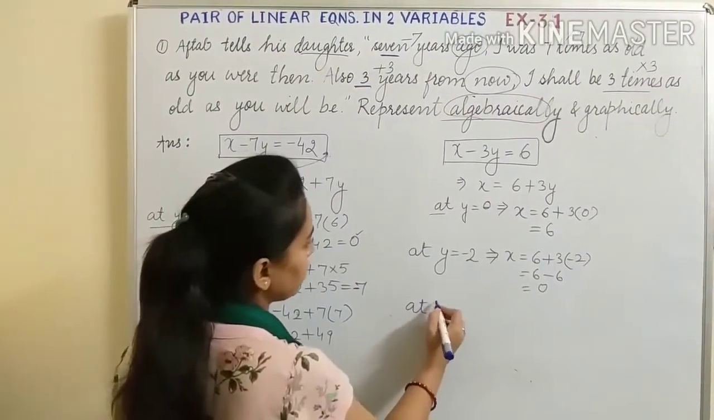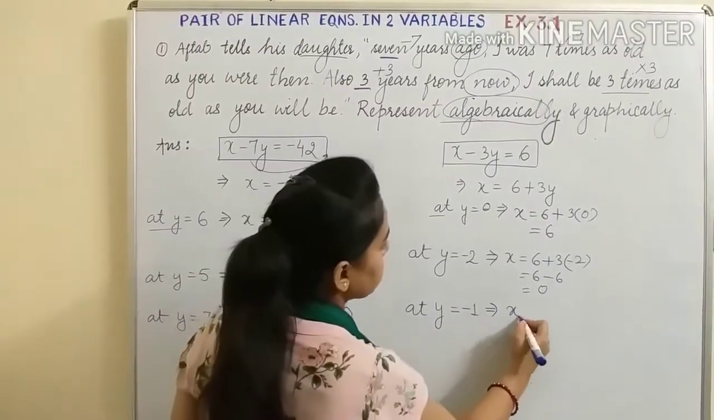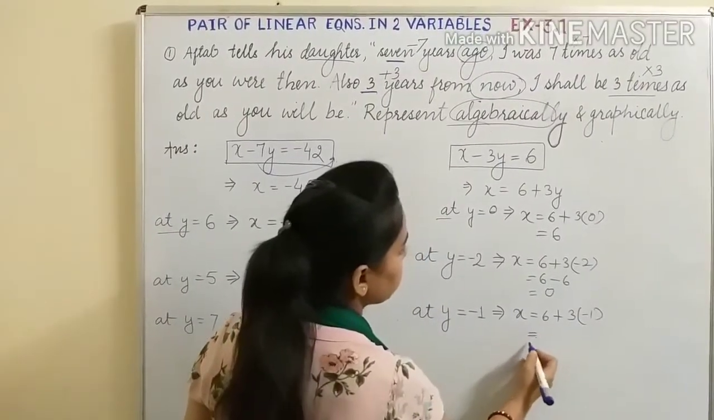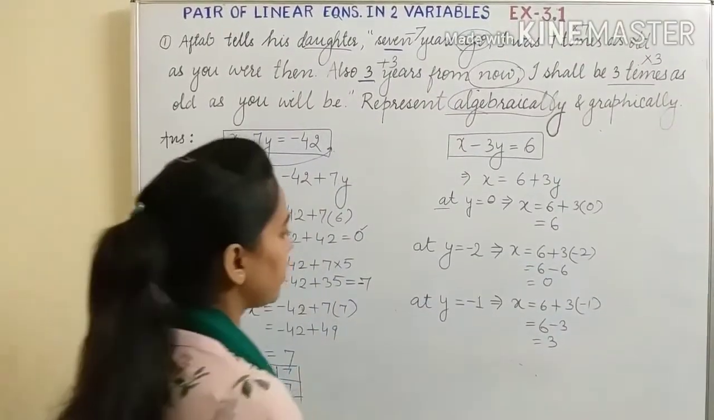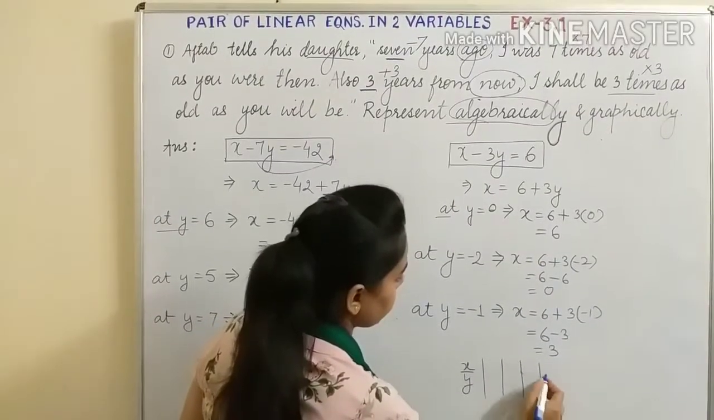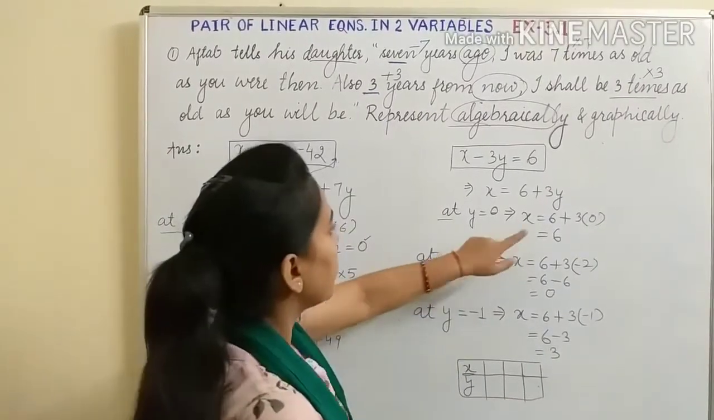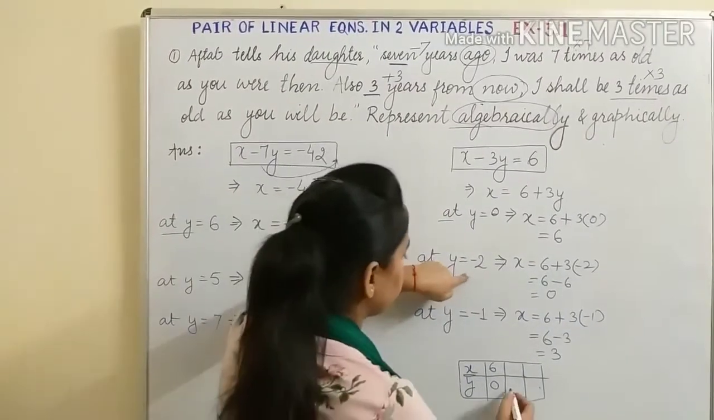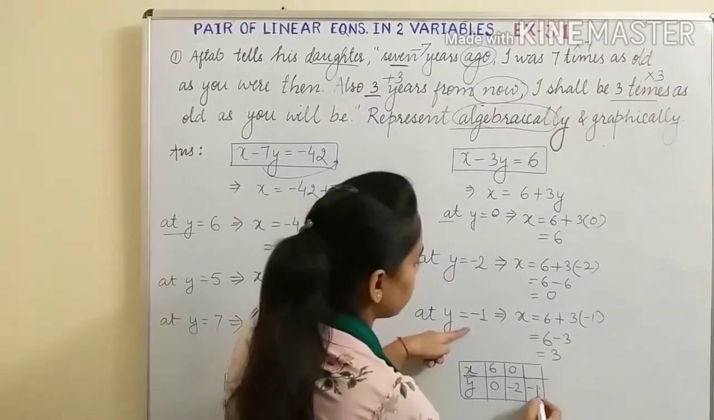Now we will take y equal to, let us suppose, minus 1. x equal to 6 plus 3 times minus 1, which comes out to be 6 minus 3 equal to 3. Again we will take all these values in a box. x is 6 for y equal to 0. x is 0 for y equal to minus 2. x is 3 for y equal to minus 1.